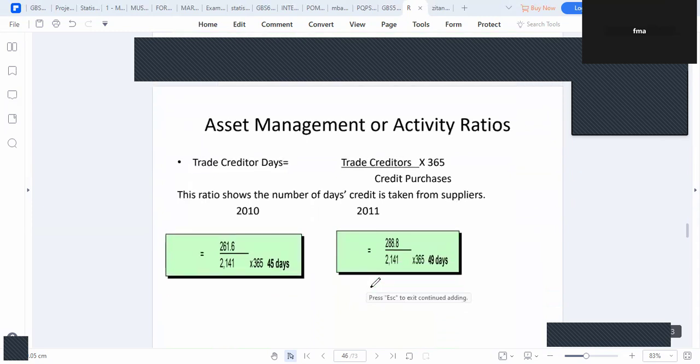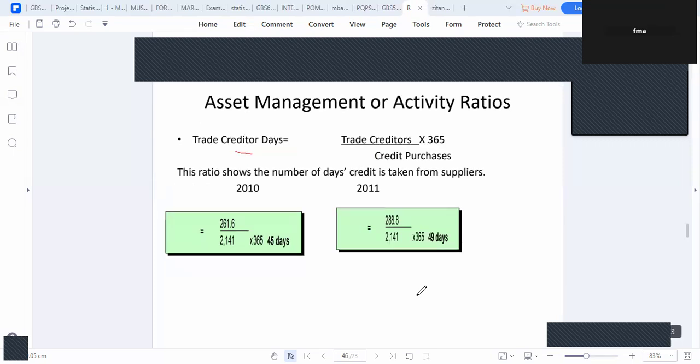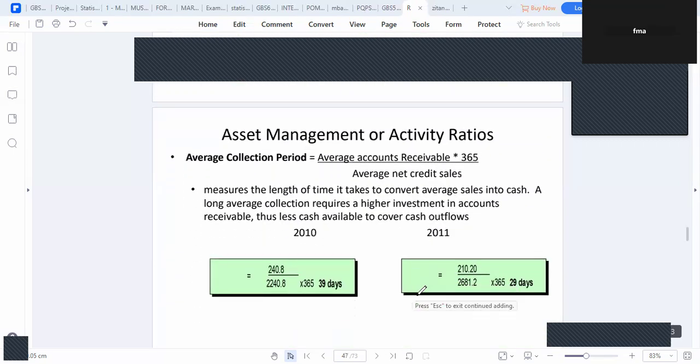Then we go to the asset management or activity ratios, which is simply trade creditors times 360. So you multiply by time. So you look at the number of days. So we're looking at how long it would take for us to pay our debt here. It took 45 in 2010 and took 49. So it took longer. So you need to check why we took longer in the analysis.